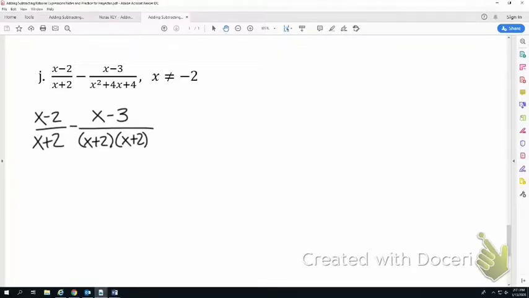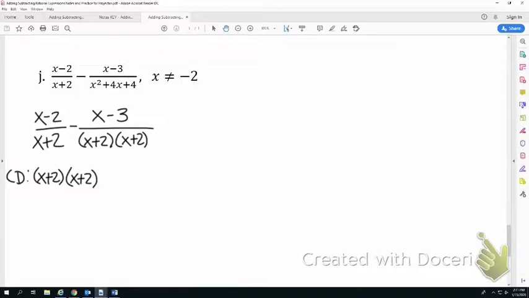Okay, so now let's identify what the common denominator would be. Okay, I got an x plus 2. Is that it? No, x plus 2. I need 2 of them. Okay, so look at this. And this is why early in the notes, I showed you that method of crossing them out.